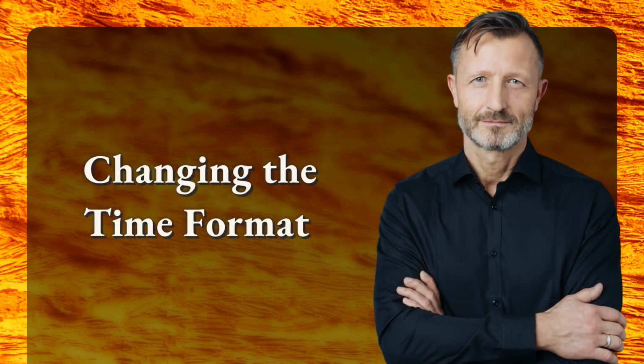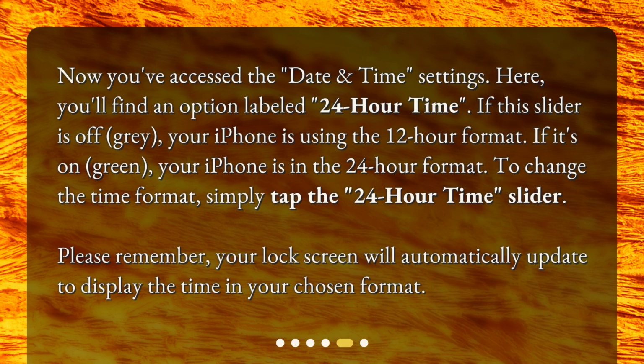Changing the time format. Now you've accessed the Date and Time settings. Here, you'll find an option labeled 24-hour time. If this slider is off, gray, your iPhone is using the 12-hour format. If it's on, green, your iPhone is in the 24-hour format. To change the time format, simply tap the 24-hour time slider. Please remember, your lock screen will automatically update to display the time in your chosen format.